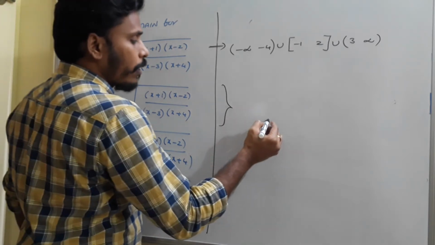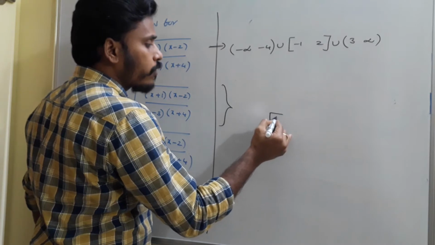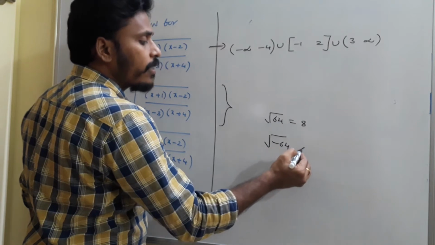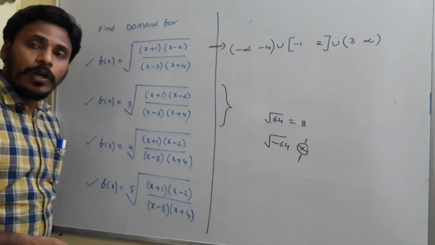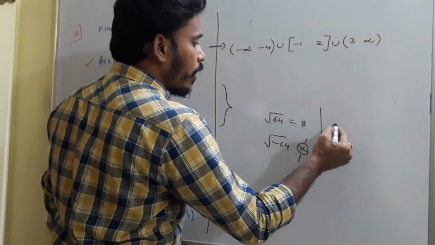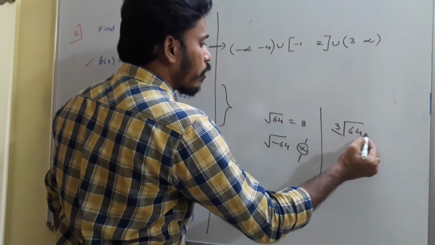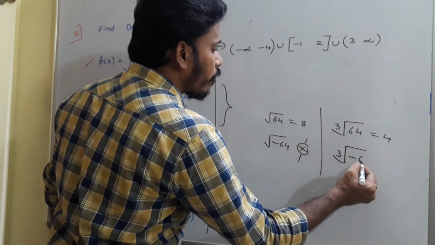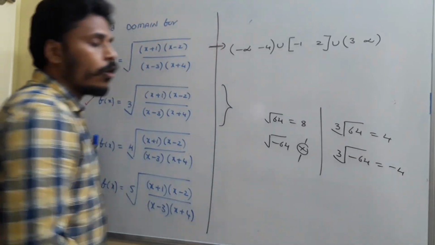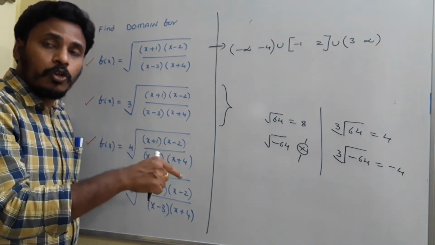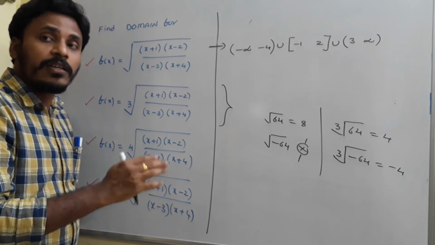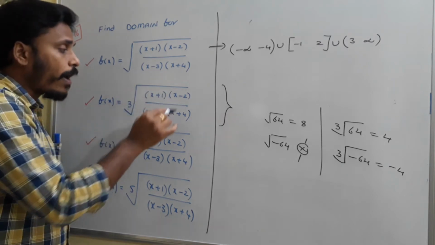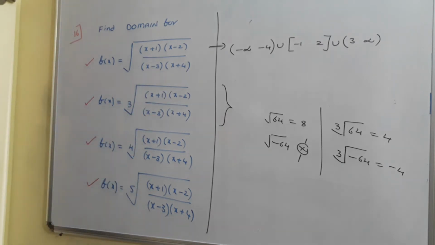Why? Because square root of 64 is 8, but square root of minus 64 does not exist, because under the square root we can't accept negative values. But what about the cube root? Cube root of 64 is 4, since 4 cubed is 64. And cube root of minus 64 is minus 4. If there is a negative number under the cube root, no problem, the value still exists. And that's why for this cube root, the domain is simply all the real values.